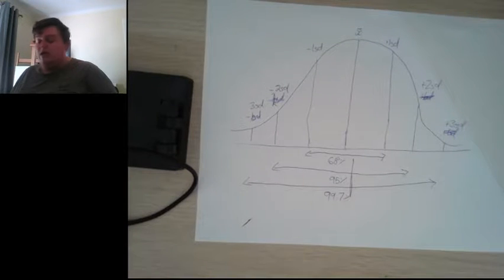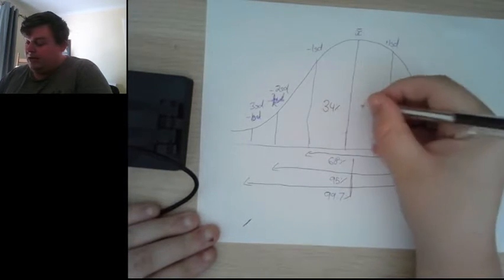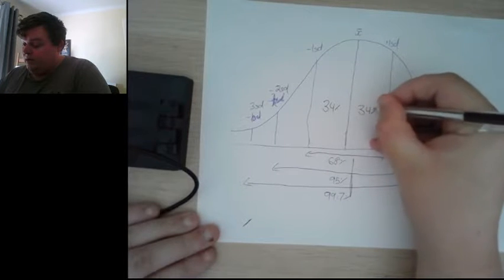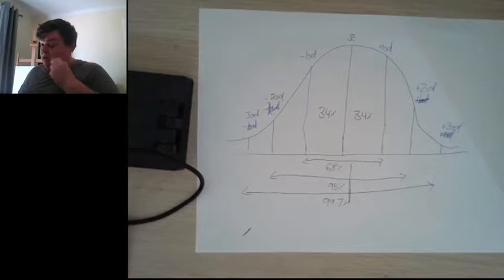So if the middle two have 68% of the data involved, it means that there is 34% of the data either side. That one's pretty straightforward, so I'll do that first.